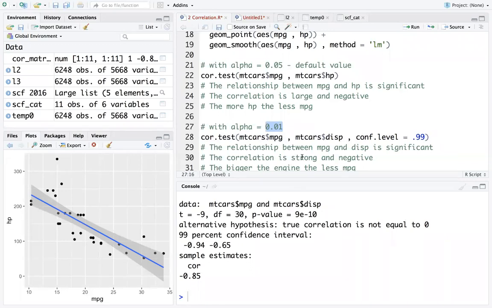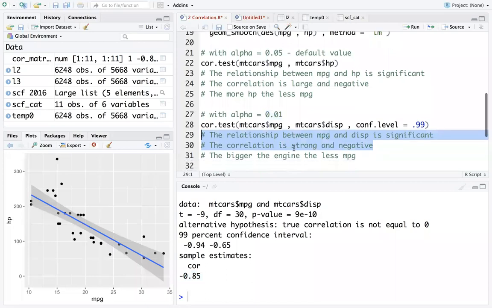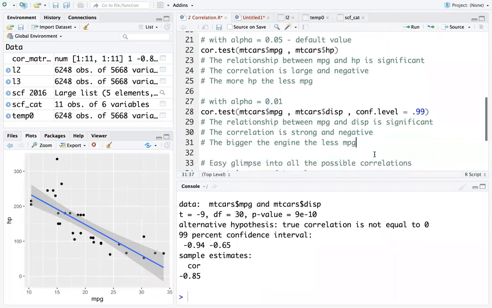I take a look at the magnitude, it's 0.85. That's big. So I say the correlation is strong, and the sign is negative. Done deal. Okay? In layman's terms, what am I saying? The bigger the engine, the less miles per gallon. Done. That's all you have to say.